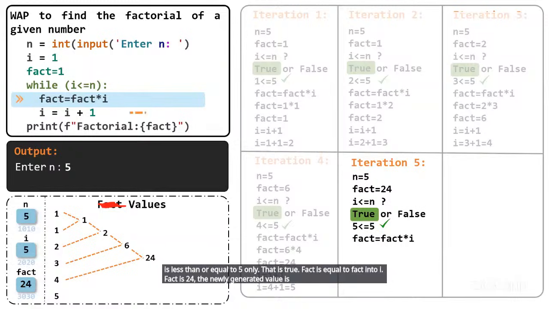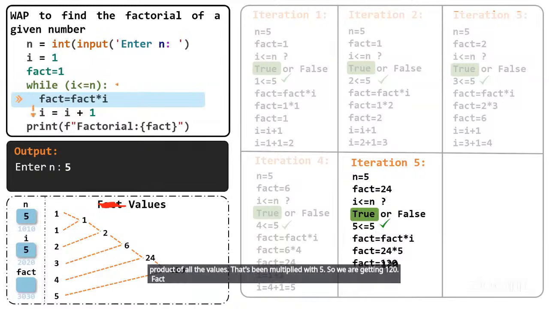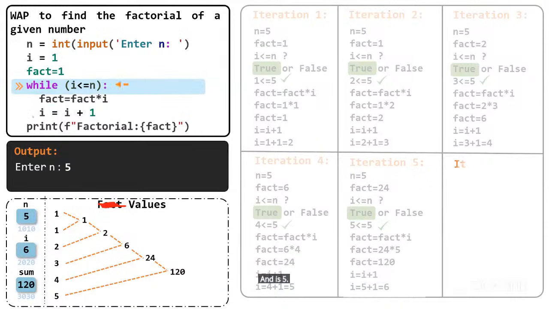Observe the bottom left corner here. 24 was the previous product of all the values. That's been multiplied with 5. So we are getting 120. Fact is 120. I value is updated to 6. In the next iteration, n is 5. Fact is 120. N is 5. Fact is 120.